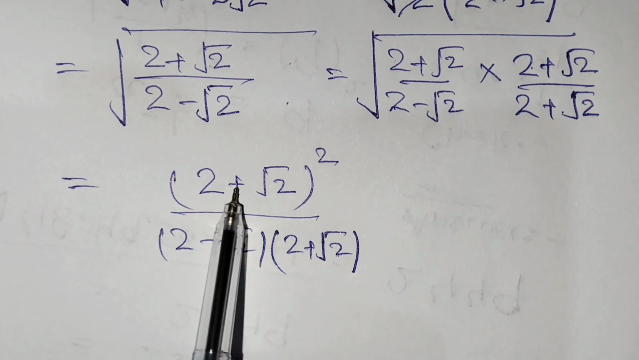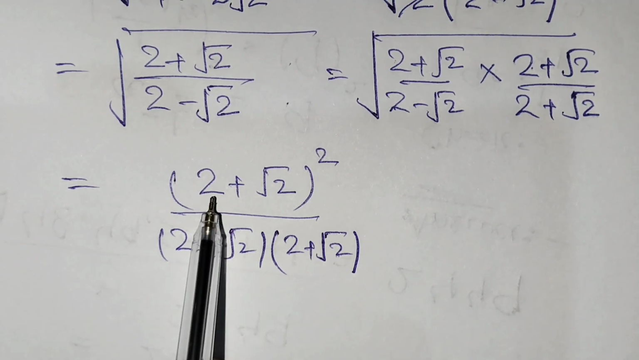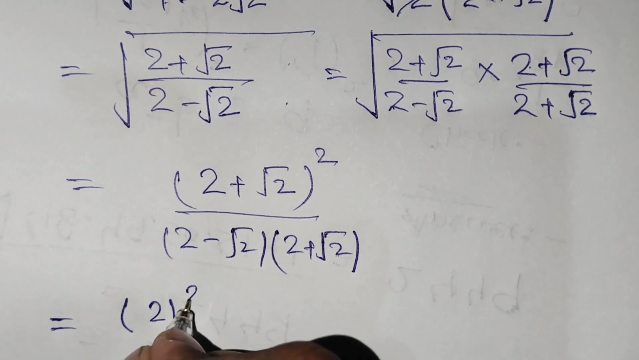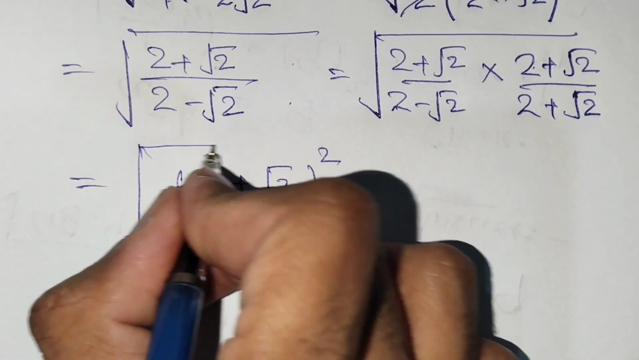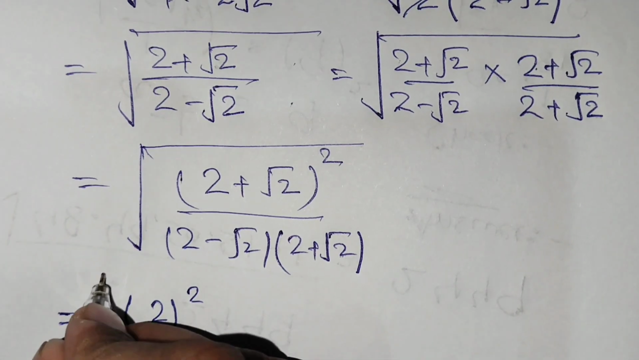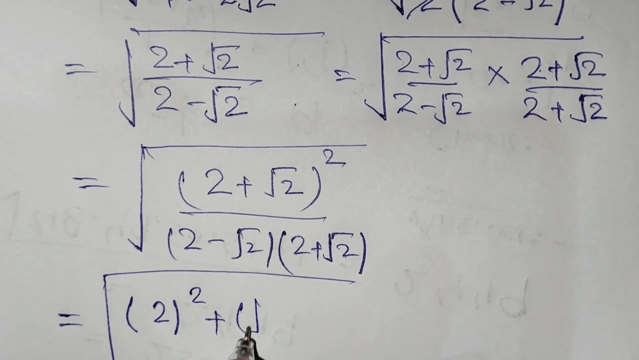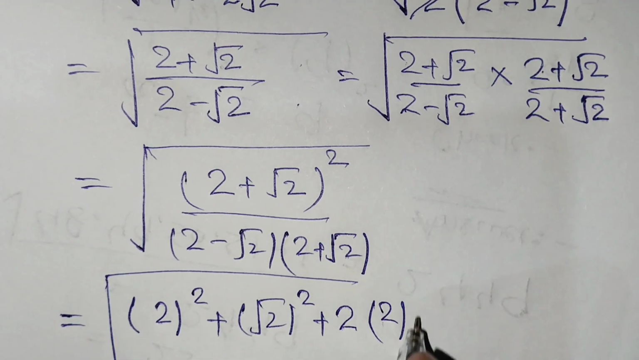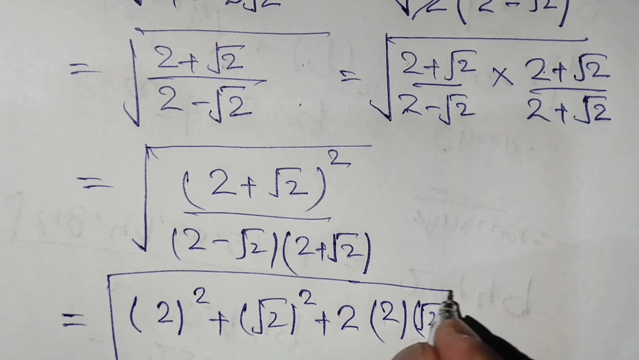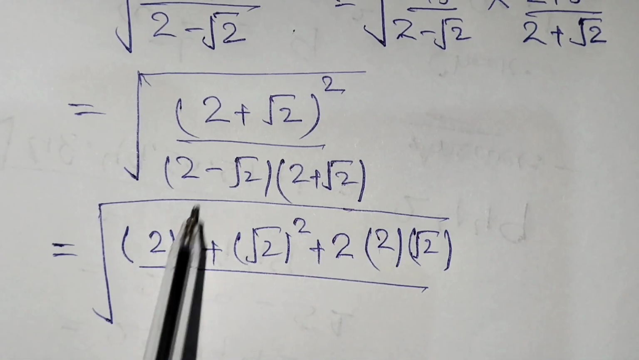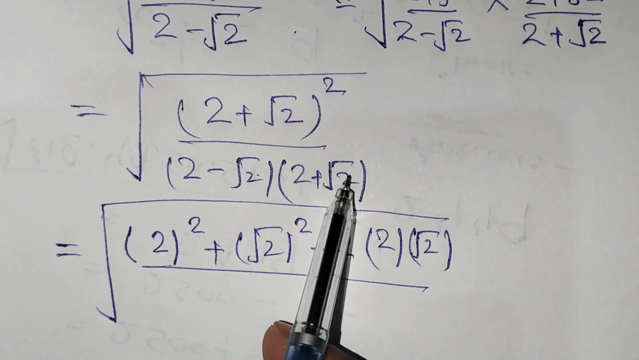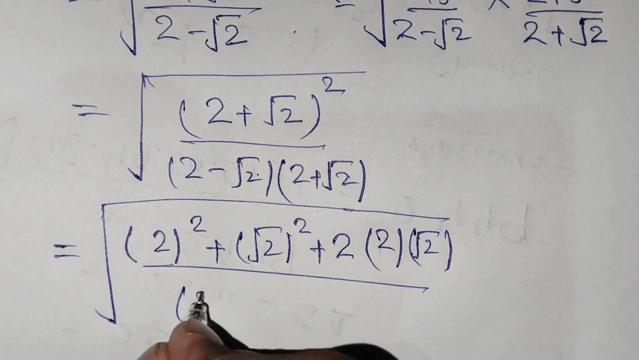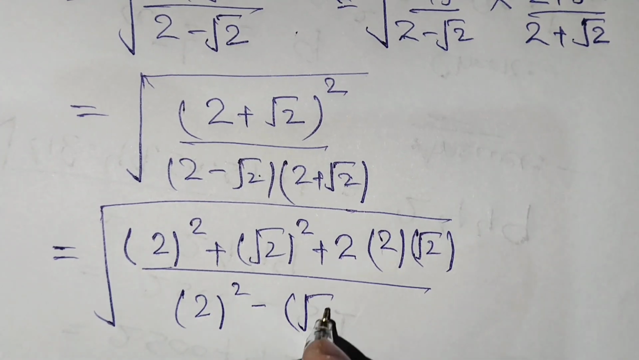Now we apply the formula a plus b whole square, which is a square plus b square plus 2 into a into b, that is 2 square plus square root of 2 square plus 2 into square root of 2, divided by, what is this? This is a minus b times a plus b, and we know that a minus b times a plus b is a square minus b square, that is 2 square minus square root of 2 square.